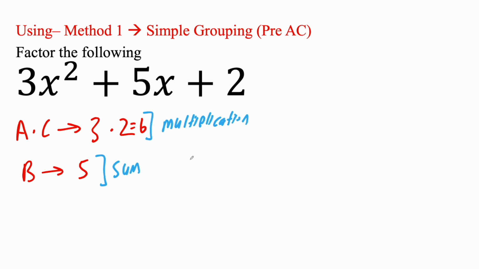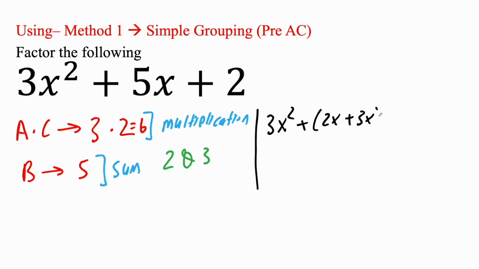You know, at first you might say 1 times 6, 2 times 3. 2 times 3 is good because 2 plus 3 is 5. And so our combination will be 2 and 3. Now part of this method is called simple grouping, so that's the next step. So I'm going to keep 3x squared plus, and instead of saying 5x, I'm going to say 2x plus 3x, which is equivalent to 5x plus 2. Now we're going to group the first two pieces and the last two pieces. So 3x squared plus 2x, close it, and in between we put a plus sign, parentheses 3x plus 2.